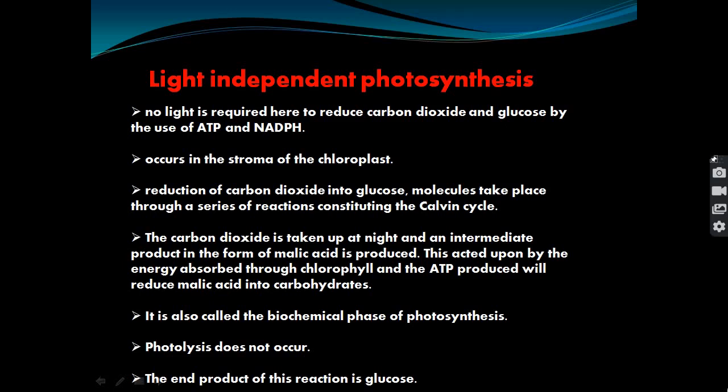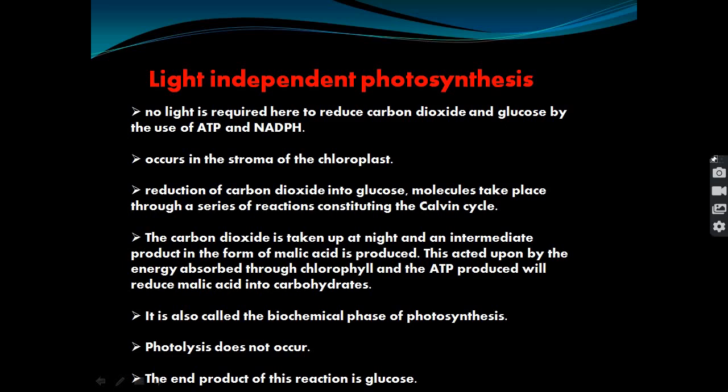So what happens here is, when light is not present, the carbon dioxide is absorbed at night to produce its intermediate product in the form of malic acid. The chlorophyll absorbs energy and the ATP produced will reduce this malic acid into carbohydrates. This light independent photosynthesis is also called the biochemical phase of photosynthesis.